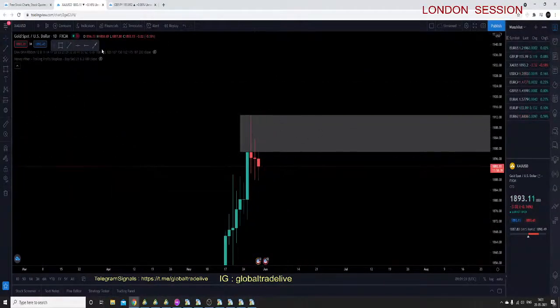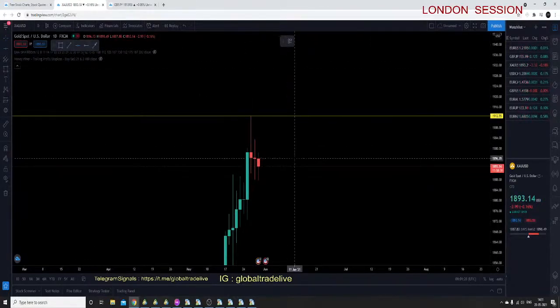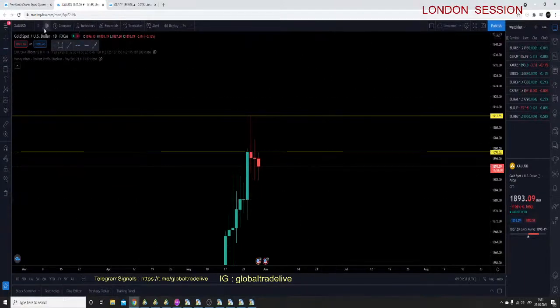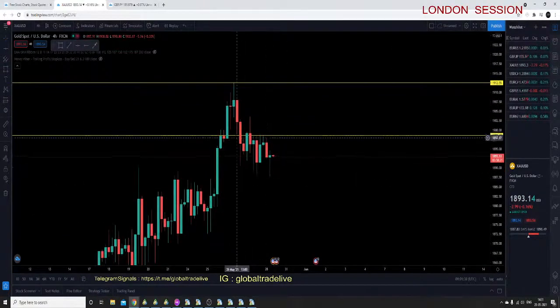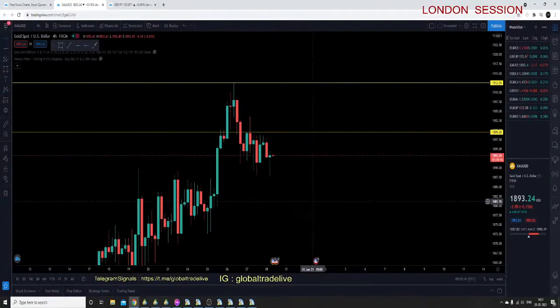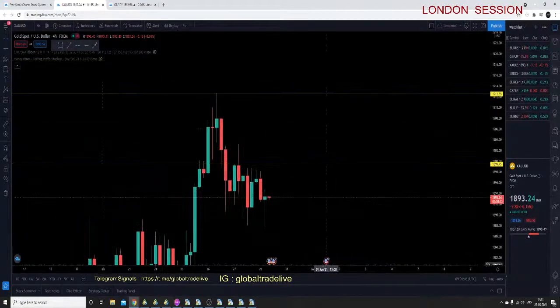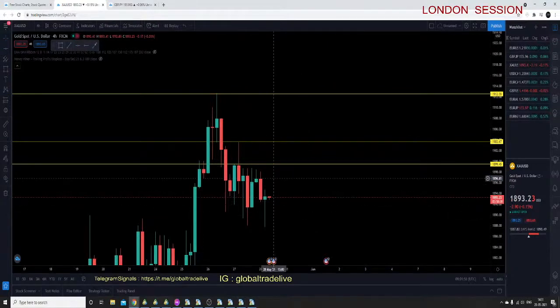So this is the area here. Let's mark this area. This is the high of the wick. This is the end of the wick. Let's go to the 4 hour. Okay, so this is the area here. This area looks like a clean area according to the 4 hour. If we go to the 4 hour, we have another wick here. So if gold moves up and crosses above this area, then this wick can be filled also.